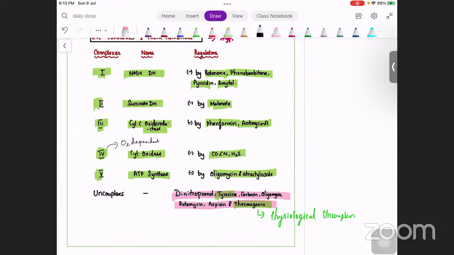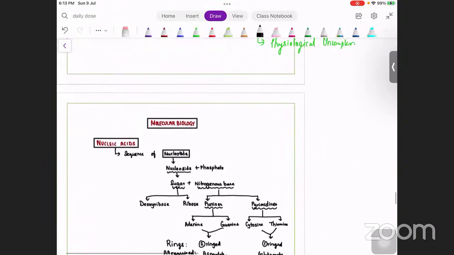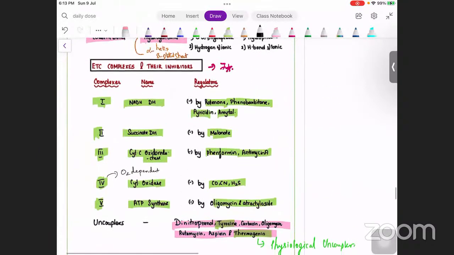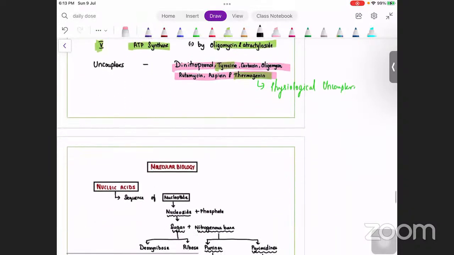And recently they asked about thyroxine: thyroxine is what type of uncoupler? It is a physiological uncoupler. They gave 4 options and asked which among the following is a physiological uncoupler, and one of the options was thyroxine. You should not forget it. So the electron transport chain table is a 7-star rated topic, people. You should not miss it.